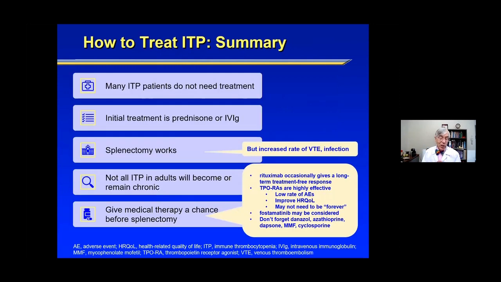So to summarize, and this is my last slide, many patients with ITP don't require therapy. The initial therapy is corticosteroids, and IVIG if you're bleeding. Splenectomy works, but it has some side effects. I will delay it at least for a couple of years because most ITP patients don't remain chronic. Remissions do occur. And finally, I leave you with the words, give medical therapy a chance before considering splenectomy.